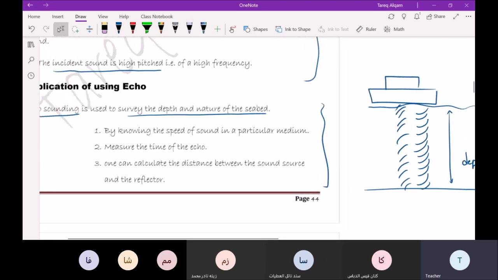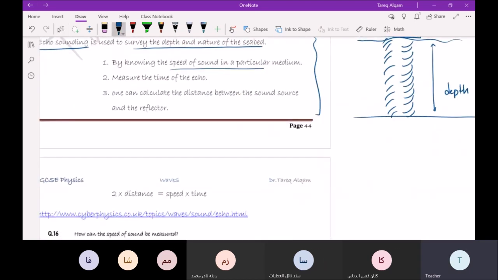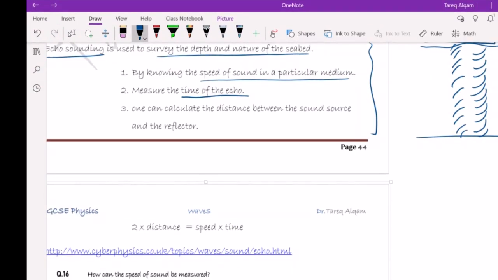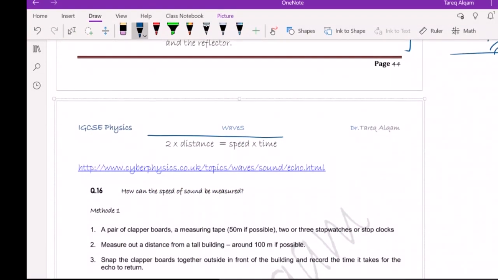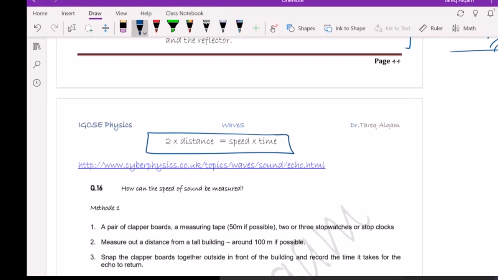How can we measure this depth? By knowing the speed of sound in a particular medium, which is water here, right? The sound here travels in water. Now we will measure the time. We will measure the time of the echo, the time between the moment when the waves are sent and the moment when the waves are received again. We calculate the distance using this: 2 times distance equals speed times time.